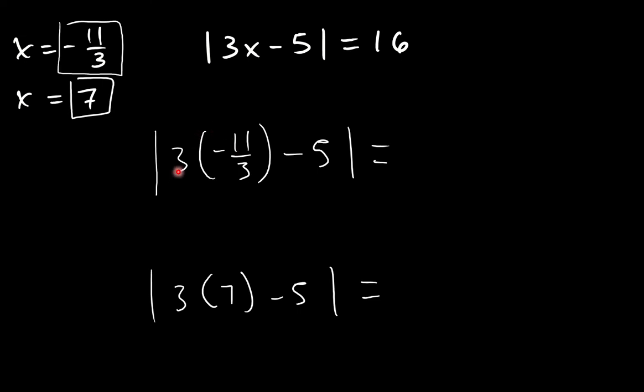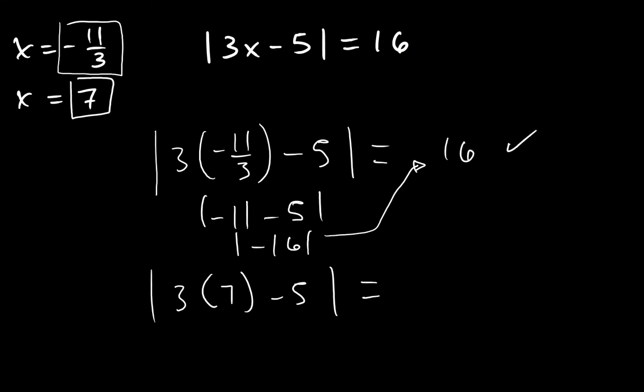When I take this 3 and I multiply by a negative 11 thirds, this thing's just going to become the number negative 11. So we've got a negative 11 right there, and then minus 5. So what we end up getting inside of the absolute value symbol is the absolute value of negative 16. Well, the absolute value of negative 16 is 16, so this one checks.